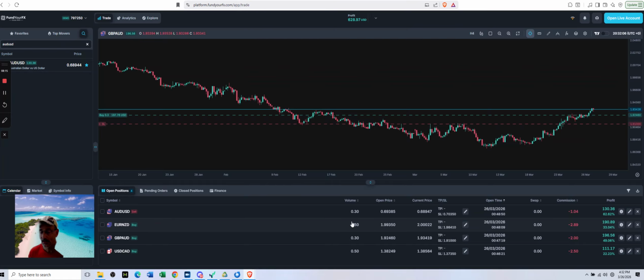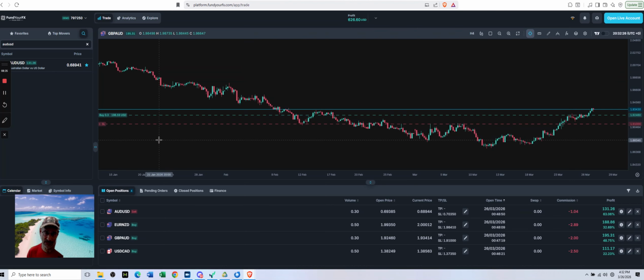If you don't know what that is, a consistency rule is basically the prop firm wants to see that you can trade consistently over time and not just get lucky on 1 or 2 trades to pass the challenge, and even once you're funded. There's no consistency rule on this one.